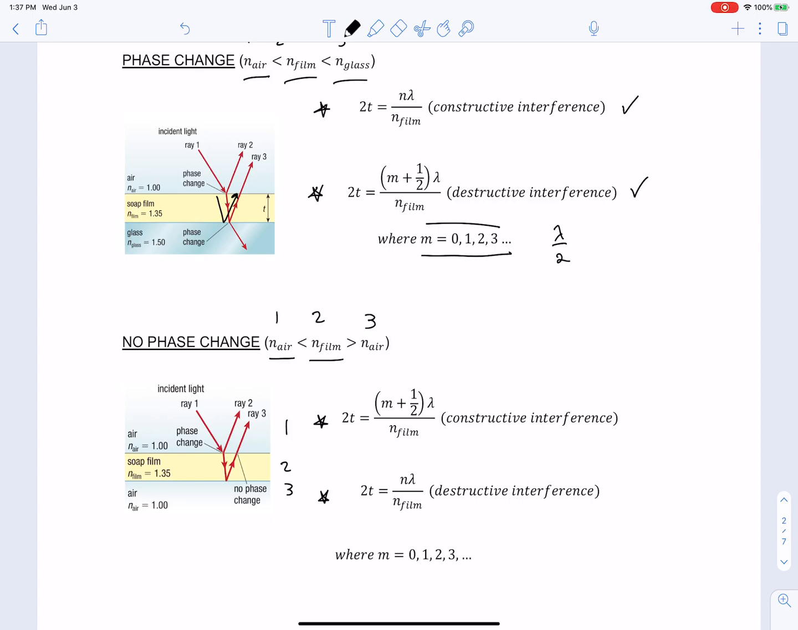So we expect constructive interference to happen when 2t is equal to (m plus 1/2) lambda over n film, and we get destructive interference when 2t is equal to m lambda over n film. And again, m corresponds to these whole number integers 0, 1, 2, and 3, which will allow for this pattern to occur. Let's take a look at a couple of examples to put this into practice.